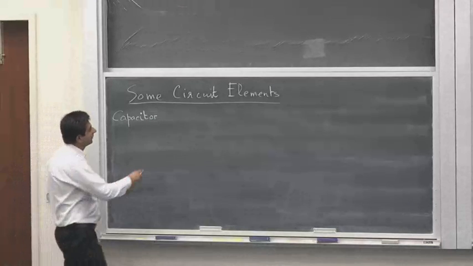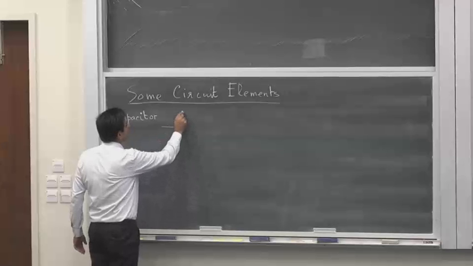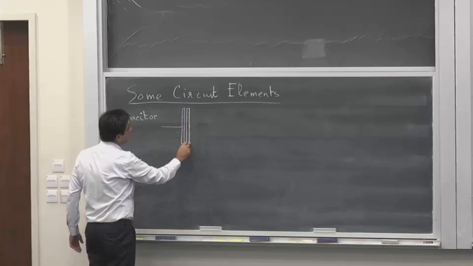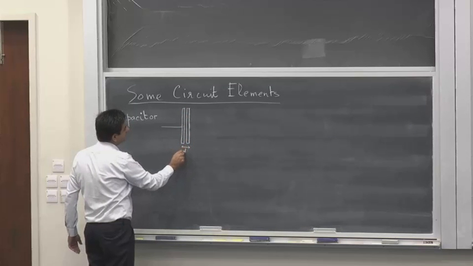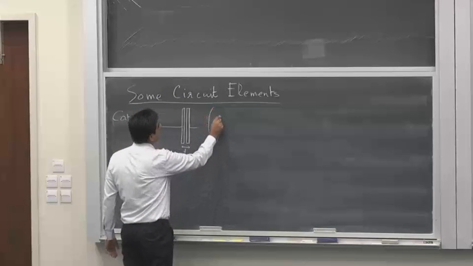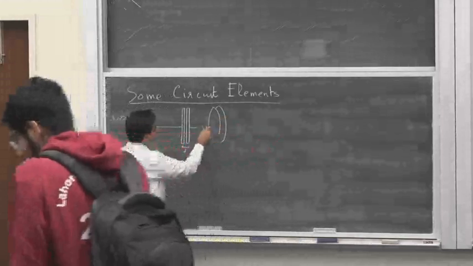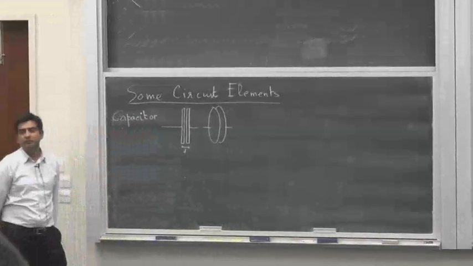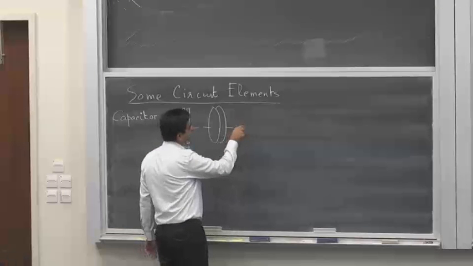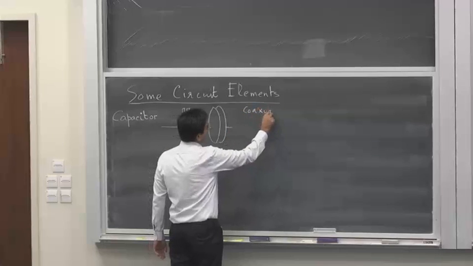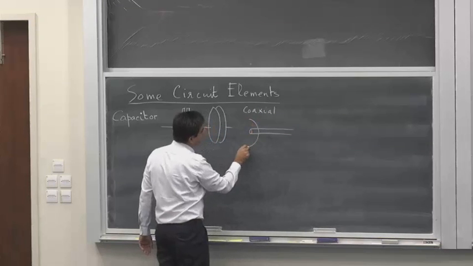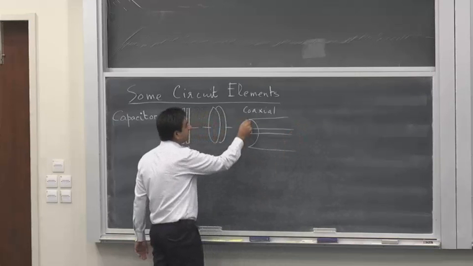For example, we can have a parallel plate capacitor, which comprises two plates of metals that are separated by some distance d. These plates can also be circular instead of being rectangular. We can have all kinds of capacitors. For example, we can have a coaxial capacitor, which has a central conductor surrounded by an outer conductor, just like a coaxial cable.